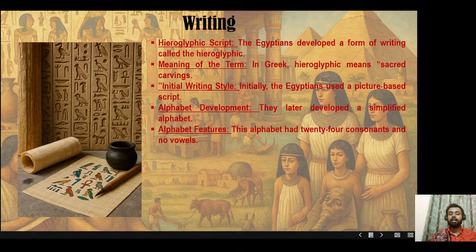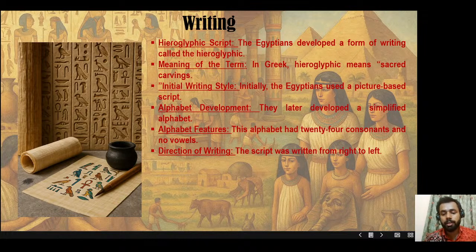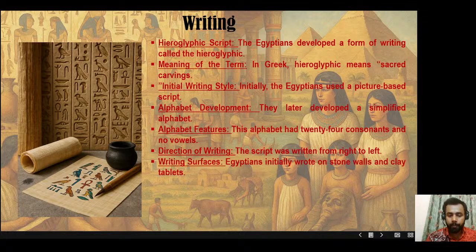You have vowels in the English alphabet like A, E, I, O, U, but in the Egyptian style of writing all were consonants. The script was written from right to left. This is one of the typical features of Egyptian civilization. The hieroglyphic script and the cuneiform script of the Mesopotamians both are written from right to left, not like the typical Indian scripts which are from left to right.